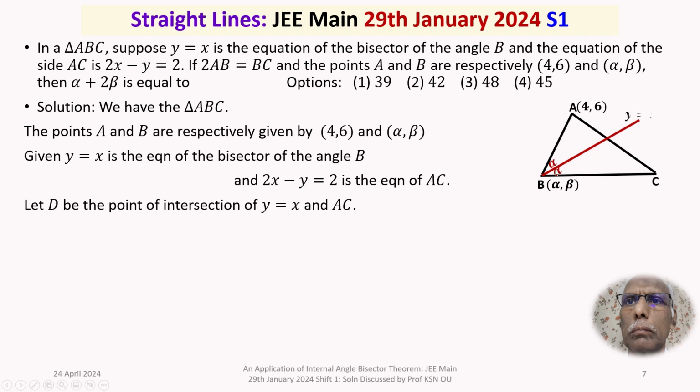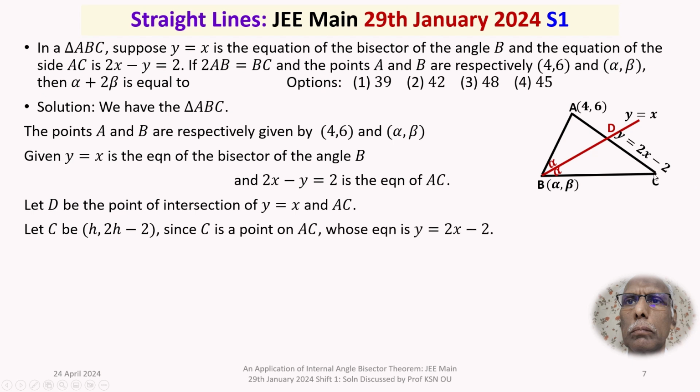So alpha is bisecting the angle, and that is y equals x, the angle bisector, and D is the point of intersection of y equals x and AC. It is given that the equation of AC is y equals 2x minus 2. Now let us take the coordinates of C as (h, 2h minus 2), because it is lying on the line AC, whose equation is y equals 2x minus 2. Agreed.